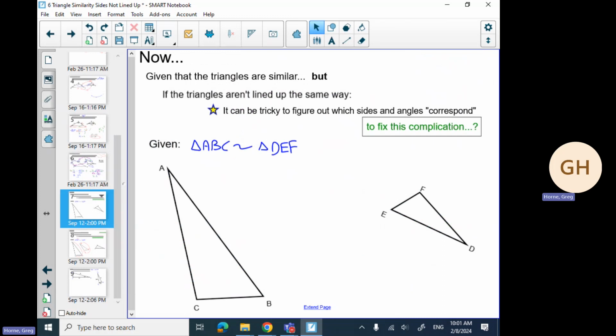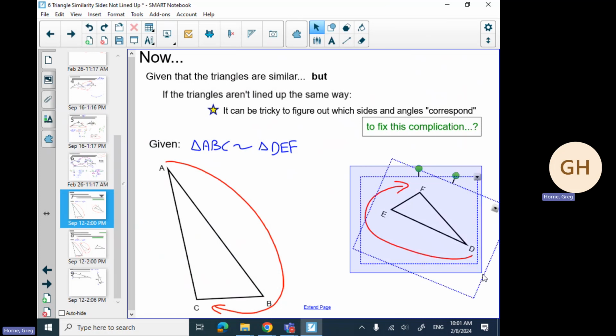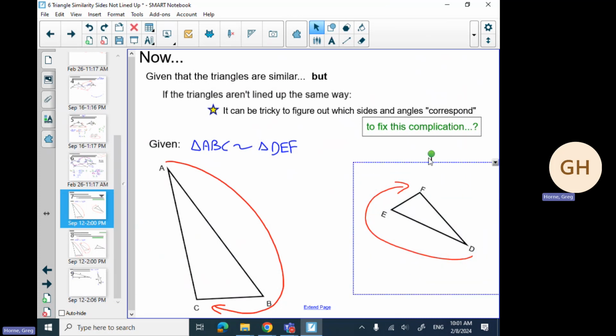Here we have two triangles we're told are similar, but they aren't lined up. So we can check that by seeing we have an ABC order of things, and then here we have a D, E, F, right? So we can start at the top and swoop around clockwise for both of them. So really, to make this as easy as possible, instead of having to look at it upside down and whatnot, you can redraw the thing.